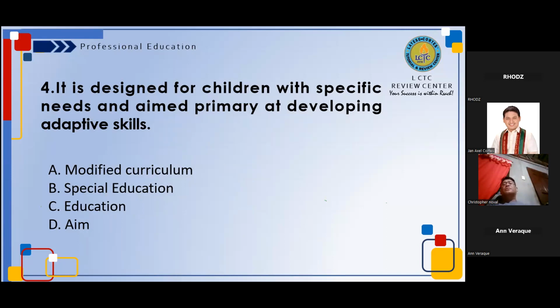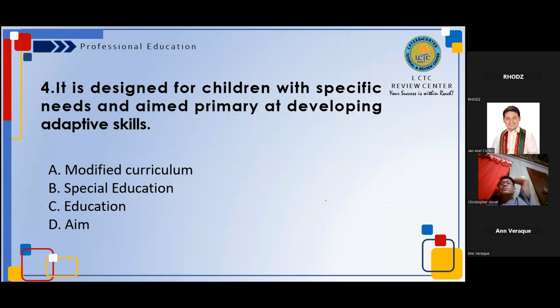A, modified curriculum. B, special education. C, education. D, aim. What is your answer? Number 4 question. Letter B. All right. In this question, the answer is letter B. Again, it is still special education.